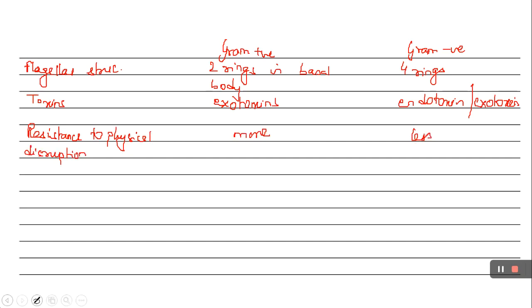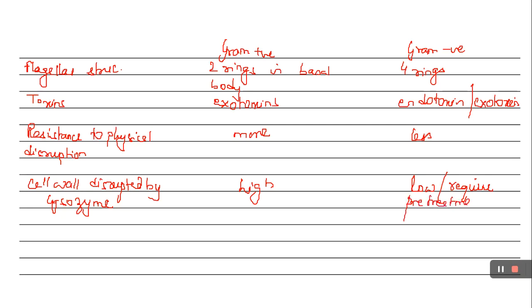Next is cell wall disruption by lysozyme. Which one do you think can be easily disrupted by lysozyme? Gram positive can be easily disrupted, high, and gram negative are not easily disrupted by lysozyme. They require a pre-treatment to destabilize the outer membrane, because the outer membrane is very resistant, so they are not so easily disrupted by lysozyme.